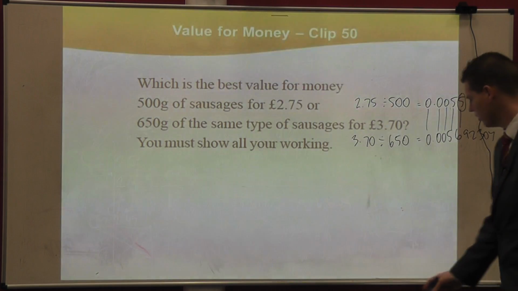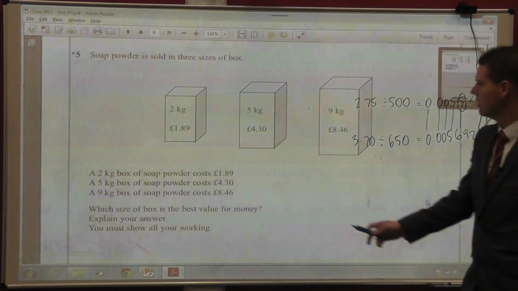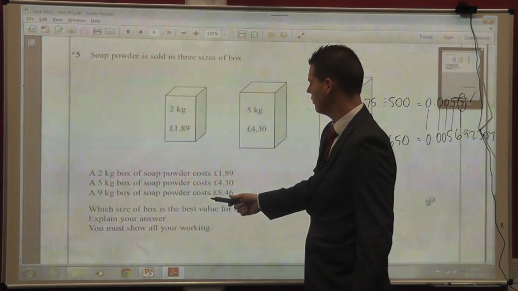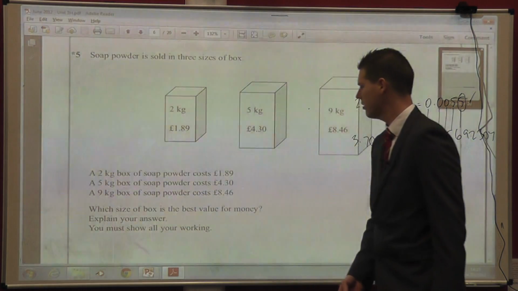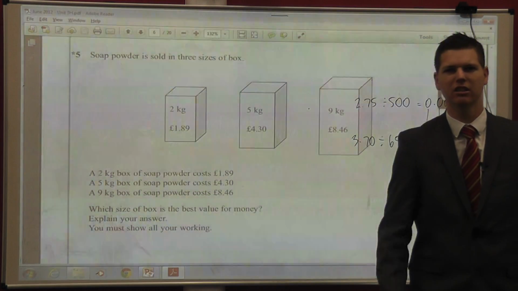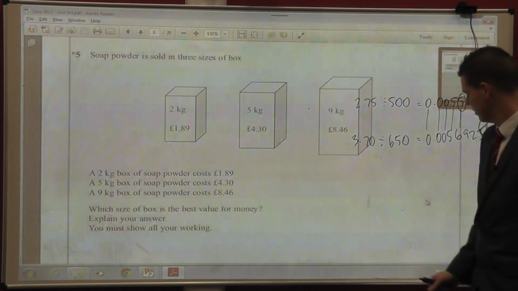The exam you're going to do makes it even easier than that. Because it says a 2 kilogram box of soap powder, a 5 kilogram box of soap powder, and a 9 kilogram box of soap powder. So you're just going to work out how much it costs per kilo. And then compare it. Buy whichever one's cheaper to buy. Done.